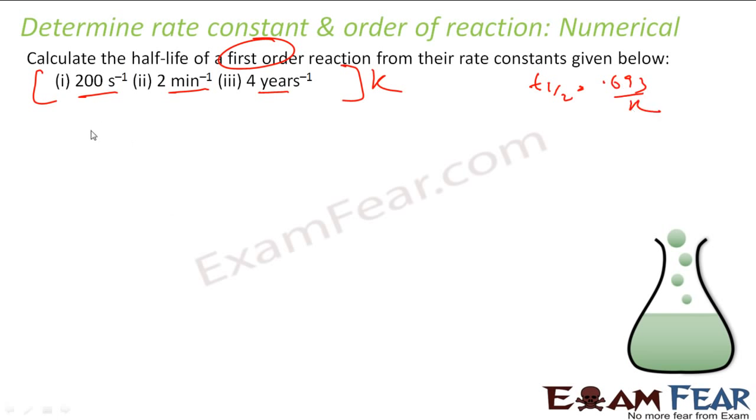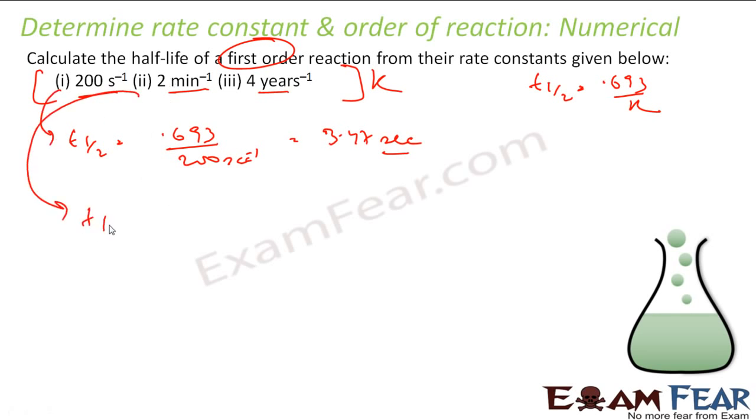So I'll do it for the first. T half for the first is nothing but 0.693 by K, which is 200 per second. You solve this, you get 3.47 seconds. Similarly for this, you can do it, this is for the first, per second. T half again 0.693 by K, K is 2 per minute. This is 0.35 minute. If you want, you can convert it to seconds.